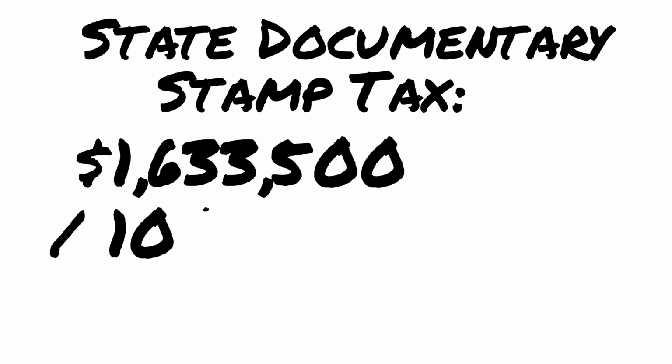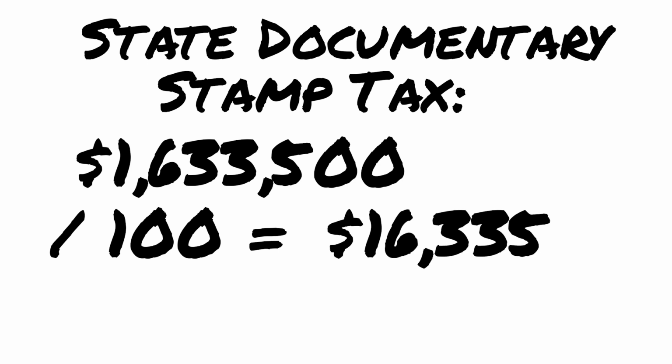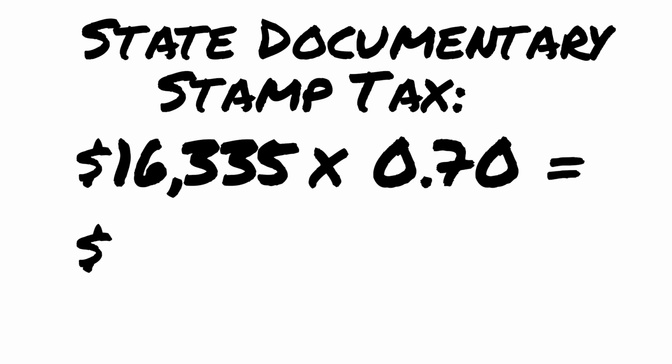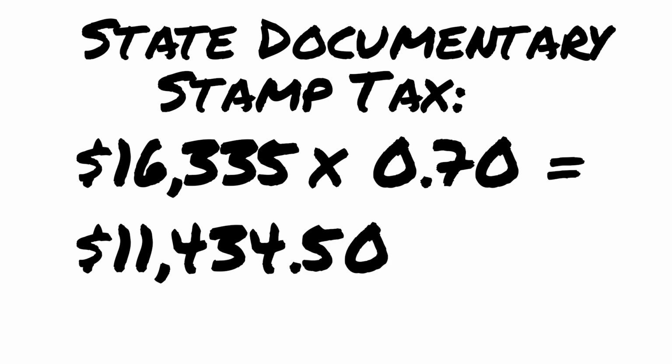Finally, calculate the doc stamp tax by taking 1,633,500 divided by 100, which gives us 16,335. For the tax amount, we take the 16,335 times 70 cents, which will equal $11,434.50. So the state doc stamp tax on the deed will read $11,434.50. Understanding doc stamps is crucial for accurately calculating the cost associated with real estate transactions.